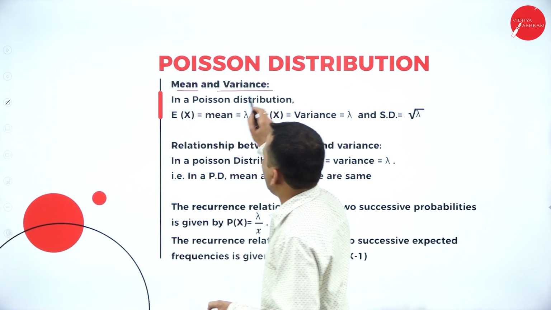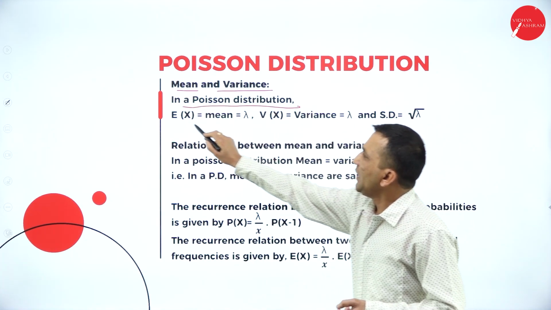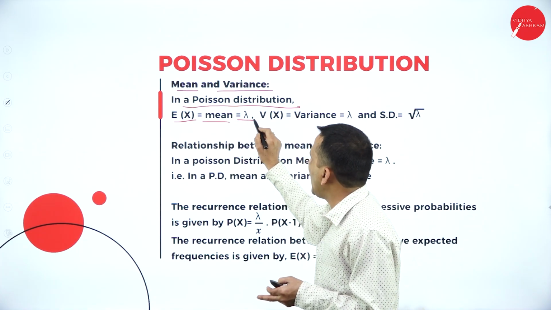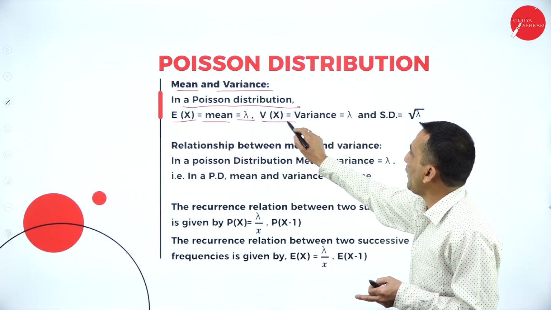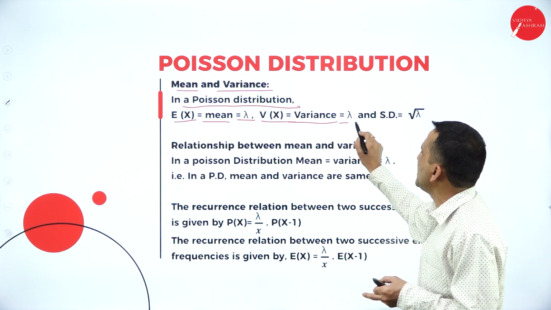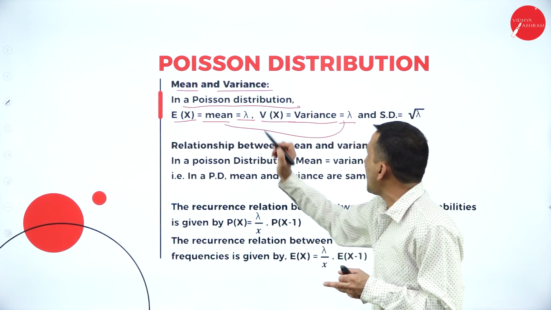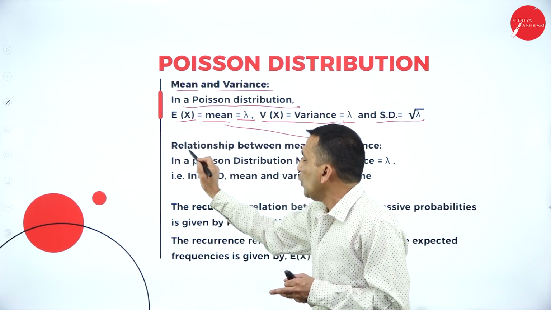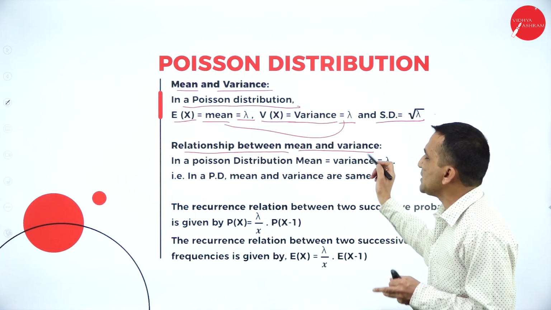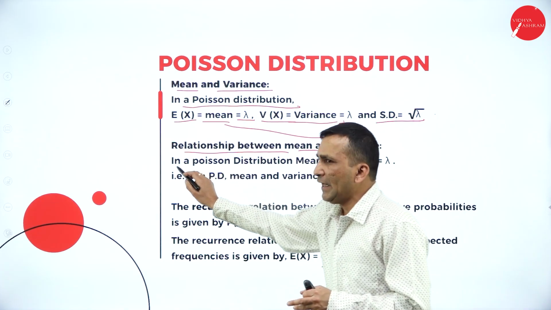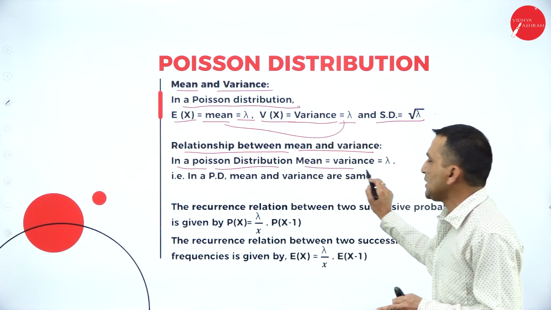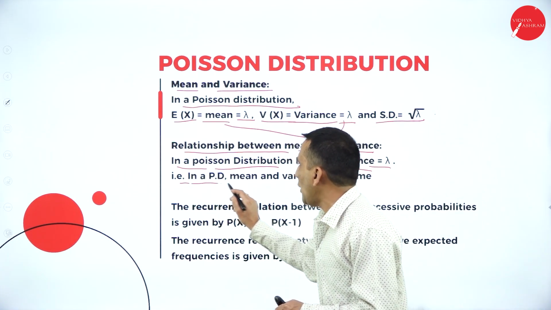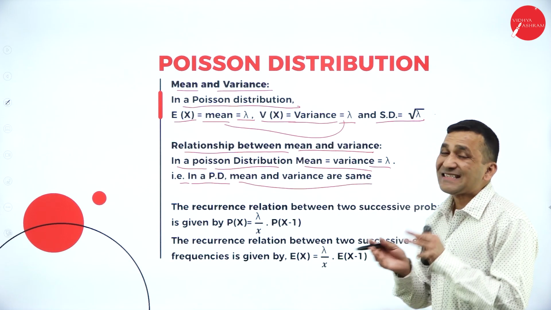So mean and variance in a Poisson distribution: E of x, which stands for the mean, is equal to lambda, and V of x, the variance of x, is equal to lambda. Both are the same, and the standard deviation is the square root of lambda. Now the relationship between the mean and variance is that they are always equal. In a Poisson distribution, mean is equal to variance, which is nothing but your lambda.